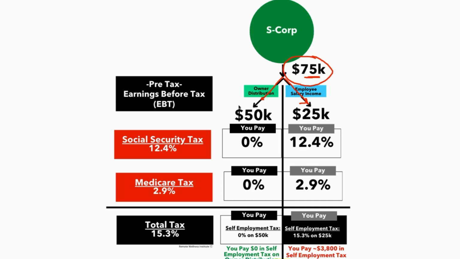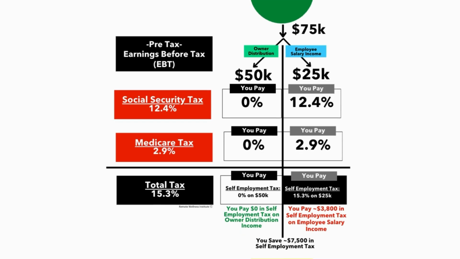Okay. And then on the owner's distribution side of things, on that 50K, you pay 0% in Social Security and 0% in Medicare. And you only pay that self-employment tax, that Social Security tax, that Medicare tax, both sides of it, on the 25,000. Okay, so now let's see what the numbers and the math actually break up to, right? So let me scroll down a little bit so you can see here is that the self-employment tax on the 50K, that is $0. And then the 15.3% of 25,000, guess what? You only pay now $3,800 in self-employment tax, okay?